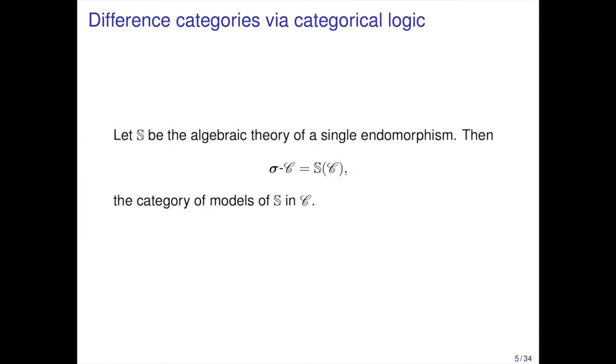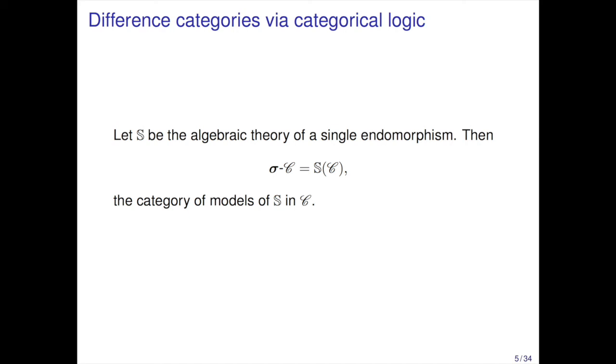I went back. Okay. So for people with experience in categorical logic, there's yet another way of viewing the difference category, which is, so you define the algebraic theory of a single endomorphism. What does that mean? That's just a theory with a single function symbol and no relations. So it's just a first order theory with a symbol for a function, but no axioms whatsoever. And the category of models of that is the same as Sigma-C.